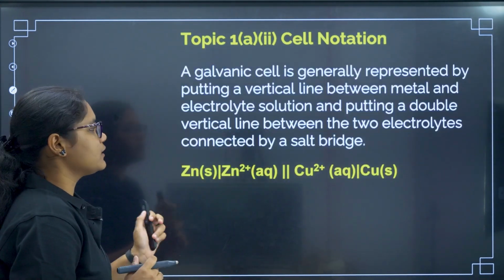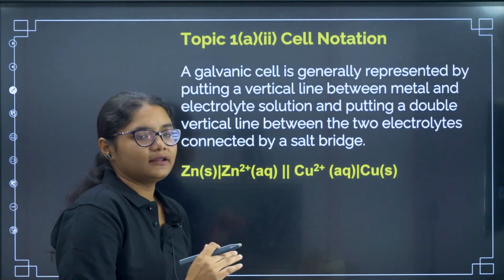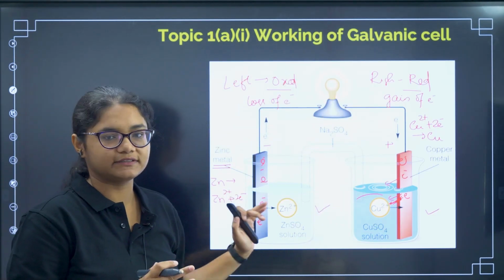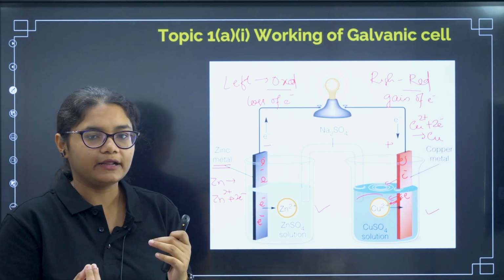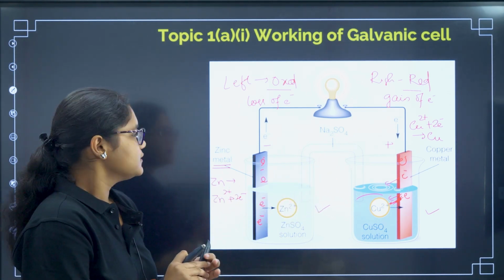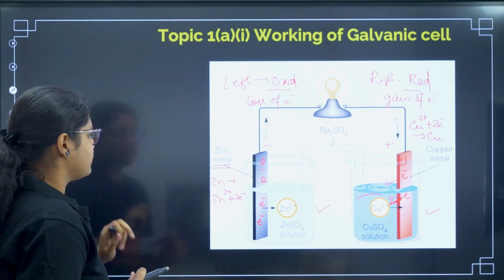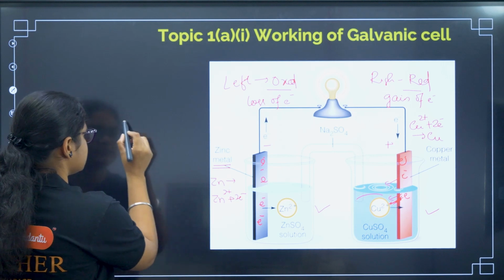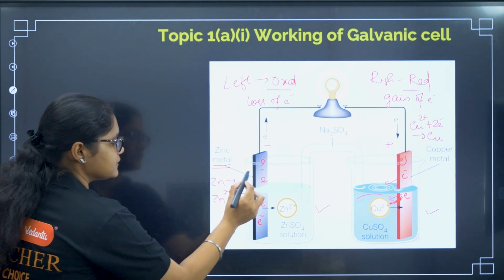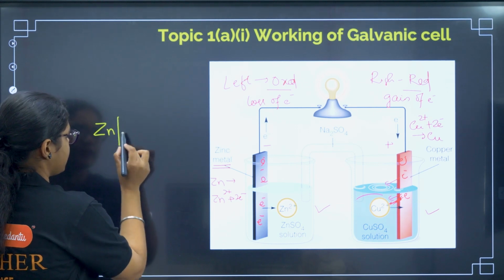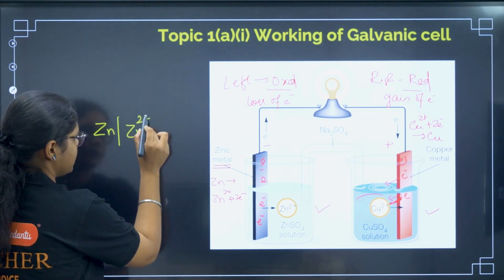Okay. Next is what is cell notation. See here, whenever I want to tell you about a cell, it is not possible that every time we have to draw this diagram. So there is a simple trick, or there is a mechanism followed to write the cell notation. So what is it? First of all, you have to start from the left hand side. Which rod is this one? Zinc rod. Okay. Then zinc rod is in contact with what? Zinc sulfate solution. So just write a slash and then Zn2+.